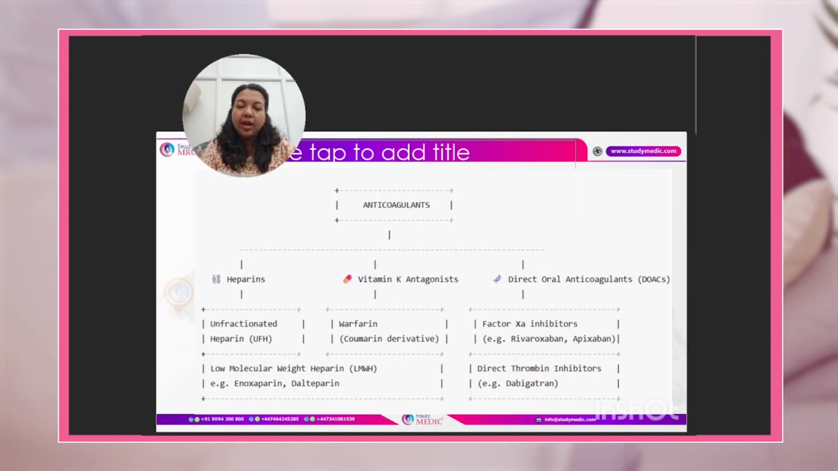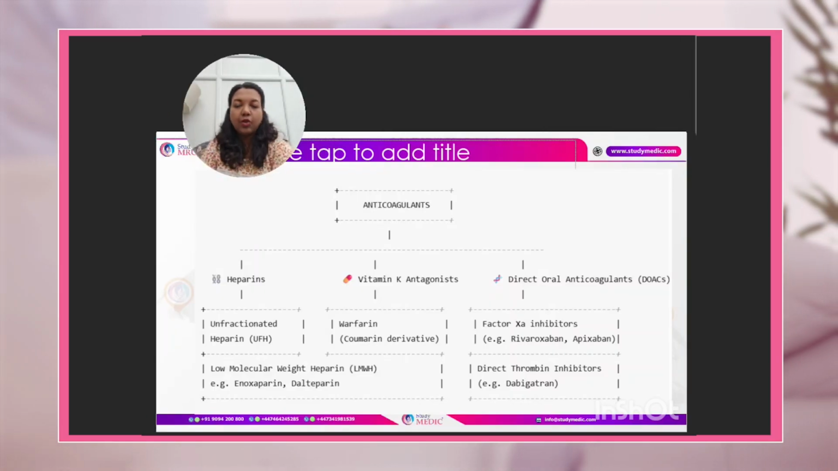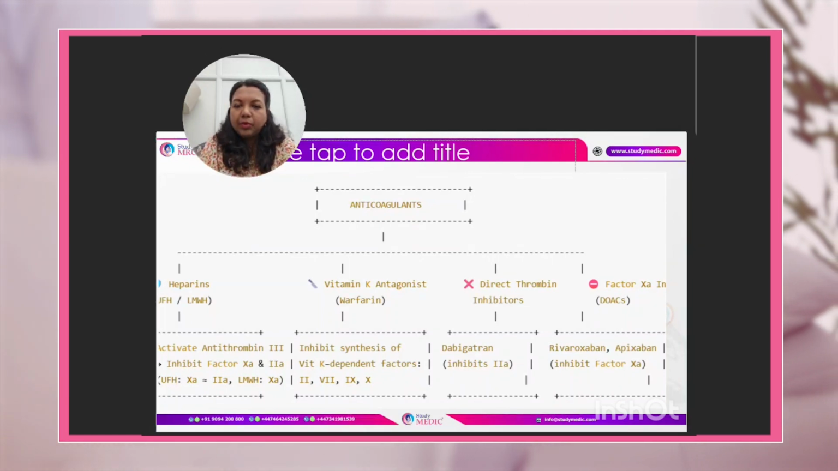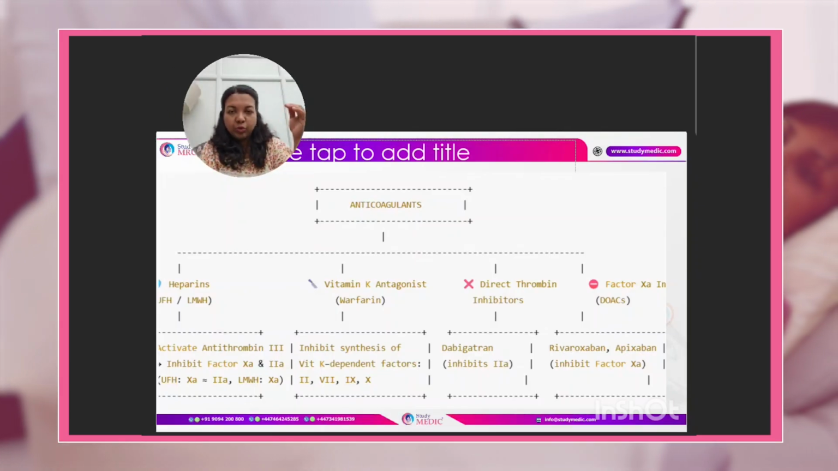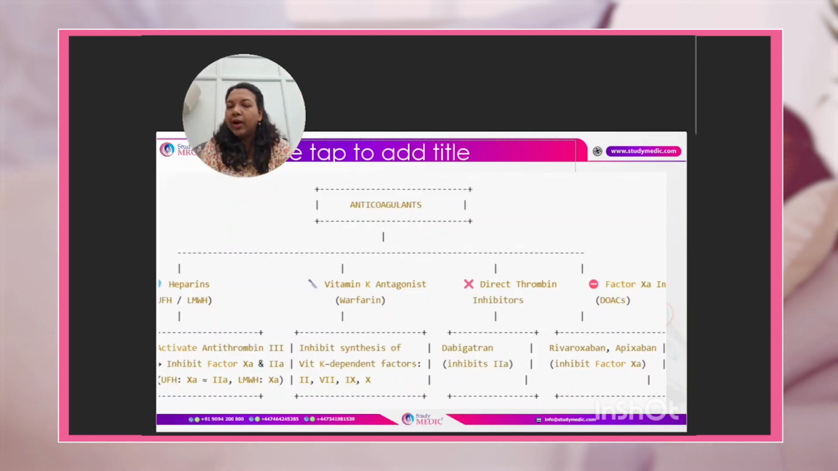So apixaban and rivaroxaban are factor 10A inhibitors. Dabigatran is a direct thrombin inhibitor. Looking into more about the mechanism of action, we actually have to look through the coagulation cascade, both the extrinsic pathway, intrinsic pathway, and the common coagulation cascade.